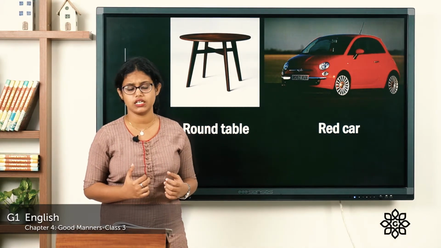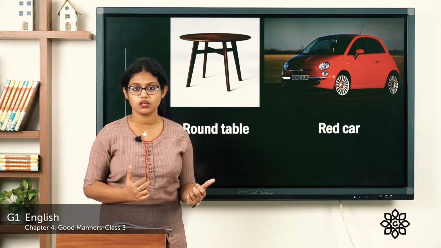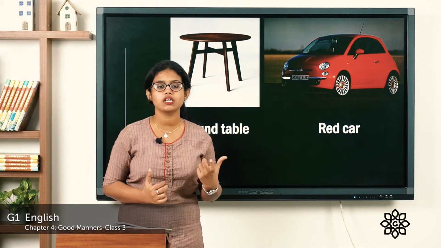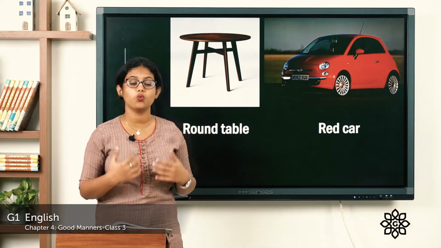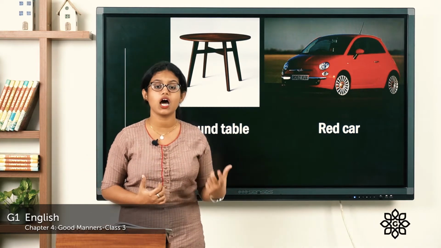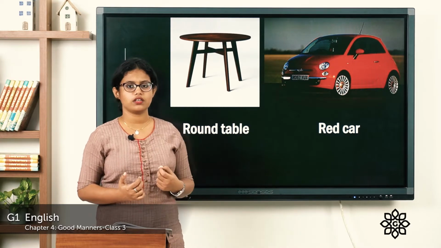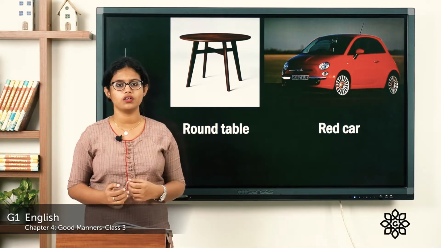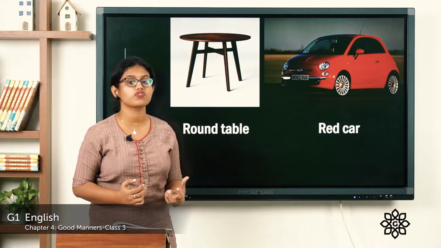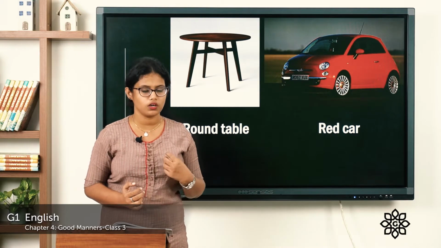Coming to the next example. Another picture you can see. It's a picture of a car. What color is that? It is a red car, right? Its color is red. Let me ask you, which is the naming word here? The naming word is car, and car is the name of a thing. And what about red? It is a describing word. The word red describes the color of the car. So red is the describing word.